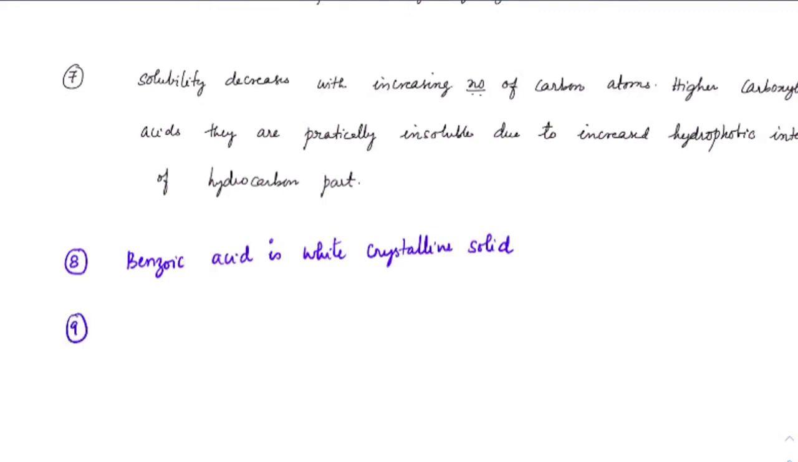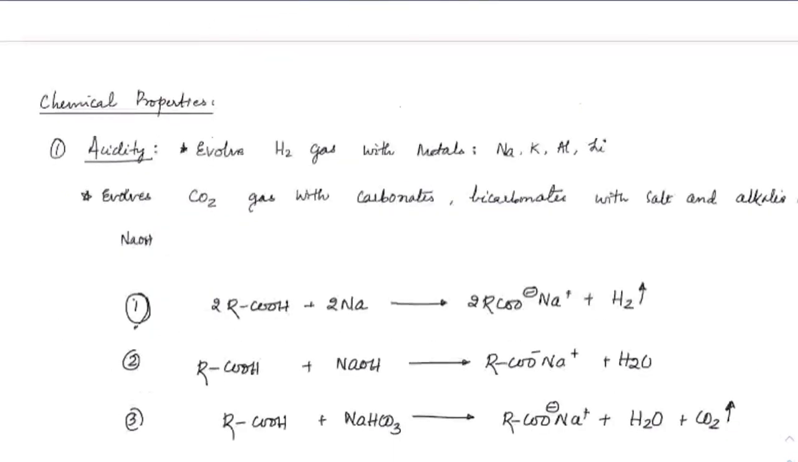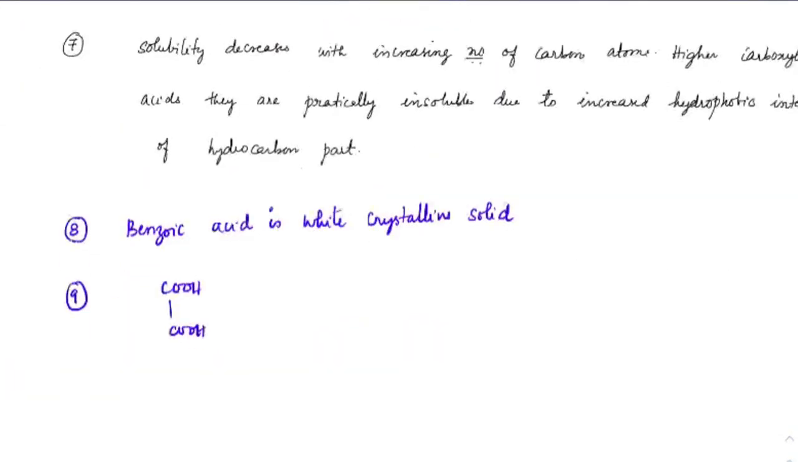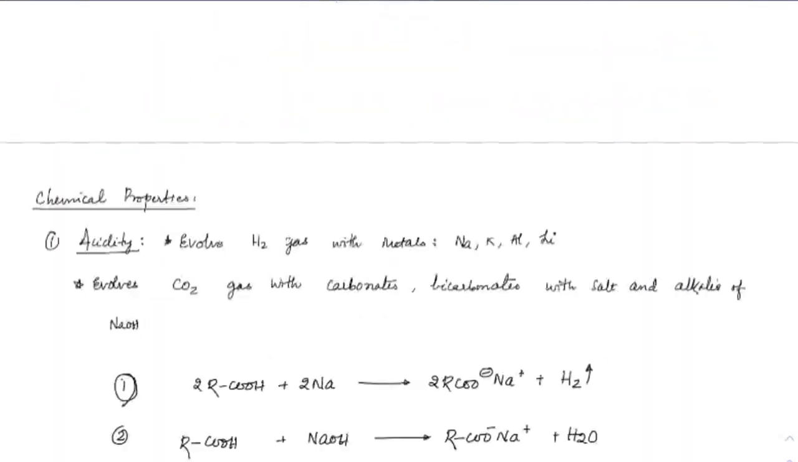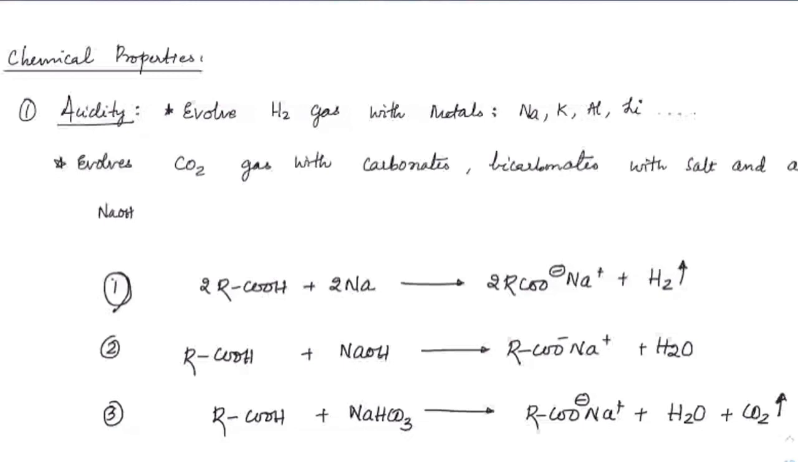Next point is that if you take any dioic acid like oxalic acid, COOH, I think I have written that. No, no, please write down. Oxalic acid or any dicarboxylic acid, they generally exist as solids at room temperature, right? Now, coming to the chemical properties, we'll just discuss about acidity today and we'll stop there.